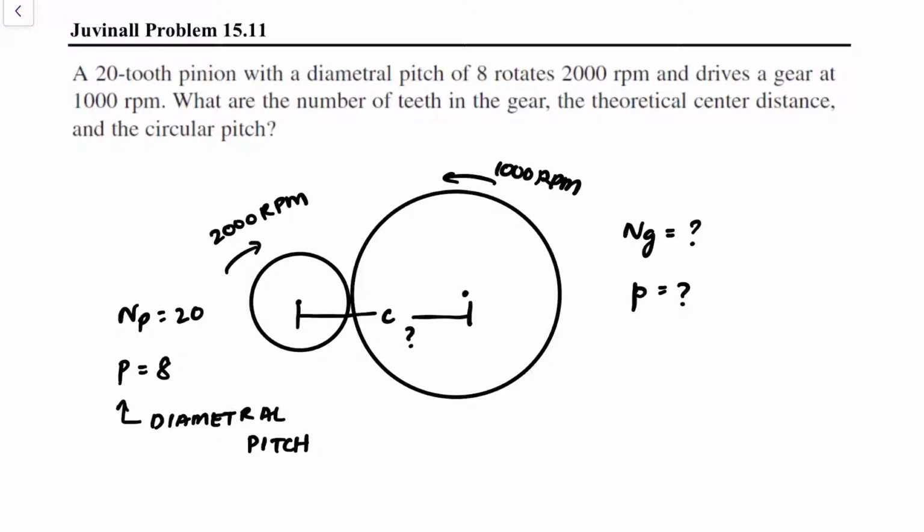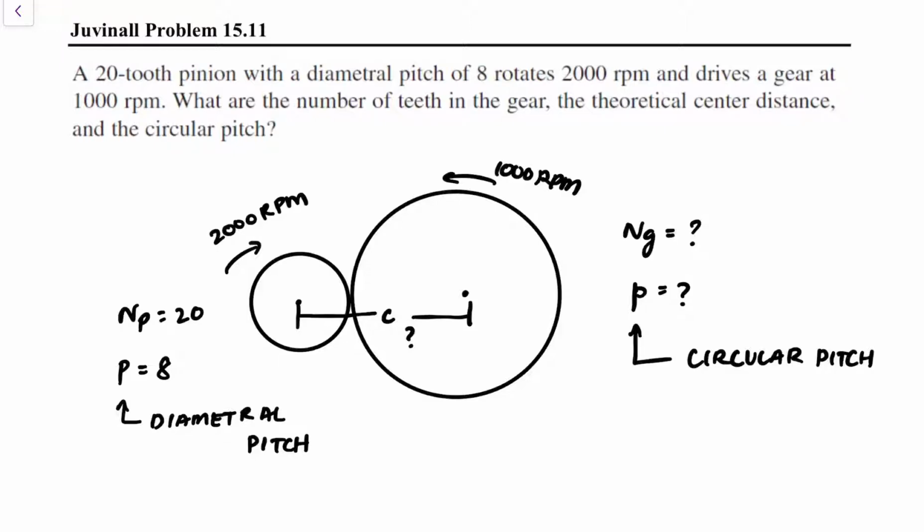So capital P is the diametral pitch, but little p is the circular pitch. And these are two different values. It's just a factor of pi that's different between the two, but they mean two different things. And again, you can look up what the definition is in the textbook.